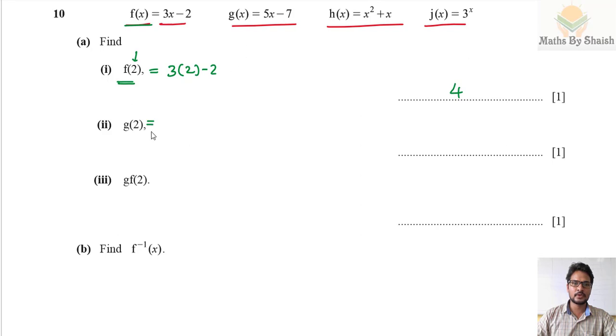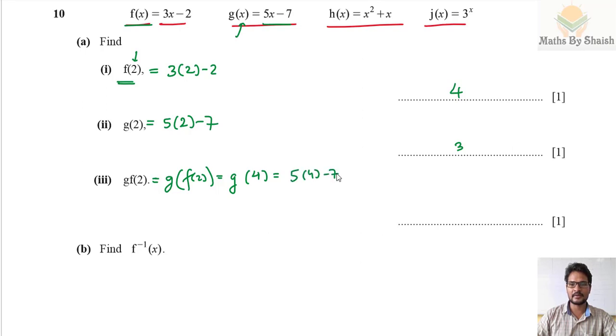g of 2, again the input is 2, and when the input was x, we had 5 times x minus 7, so it would be 5 times 2 minus 7. So 5 times 2 is 10, minus 7 is 3. And now it is the composite function, so we can rewrite this as g of f of 2, and we have f of 2 from the first part as 4, and now it is the input for g, 4, that is 5 times 4 minus 7. 5 times 4 is 20, minus 7 is 13. That's the g of f of 2.